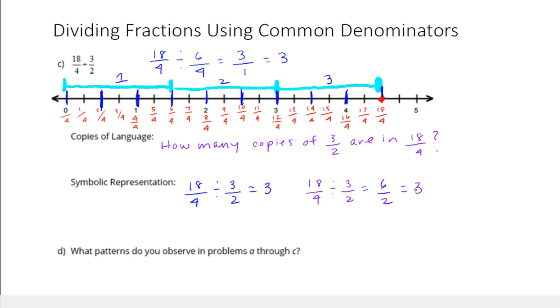So even sometimes when we don't have common denominators, if we have this special situation where dividing the numerators and denominators gives us whole numbers, this is the easiest way to divide fractions.